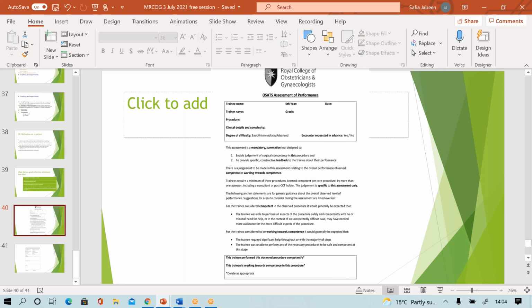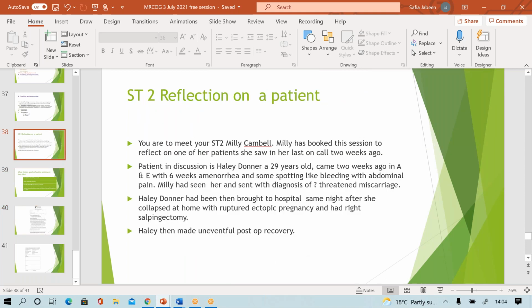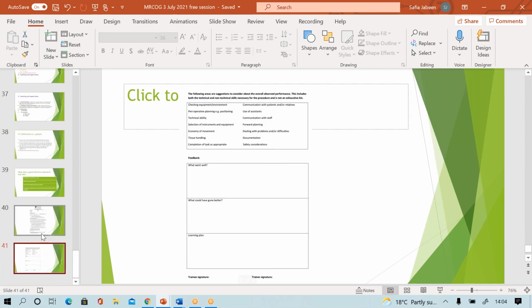But otherwise, if the scenario says this is the patient and you're supposed to do the formative one, then obviously it's you who have observed their procedure. Basically, these assessments are recalls, so we don't know what is exactly mentioned. All right, that's it sometimes. Okay, thank you.